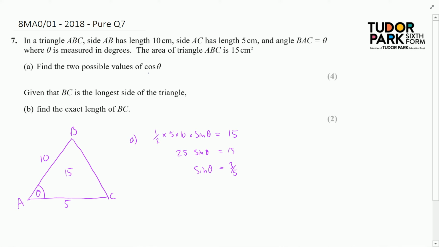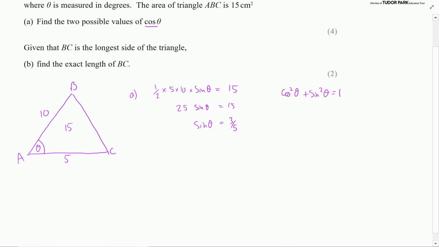Now I want the value of cosine theta, so I'm going to use the idea that cosine squared theta plus sine squared theta equals 1, to then say that I have cosine squared theta plus 3/5 squared equal to 1, or cosine squared theta is equal to 1 minus 9/25, which is 16/25. So square rooting that, cosine of theta is going to be equal to either plus or minus 4/5.